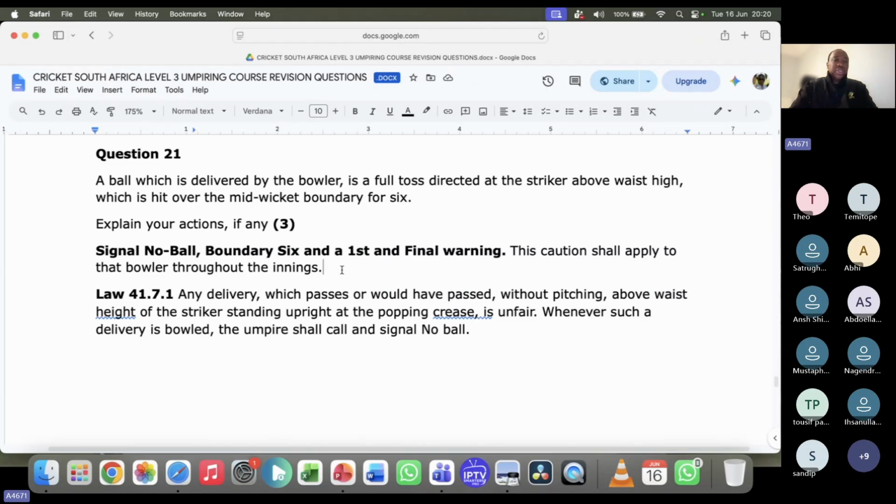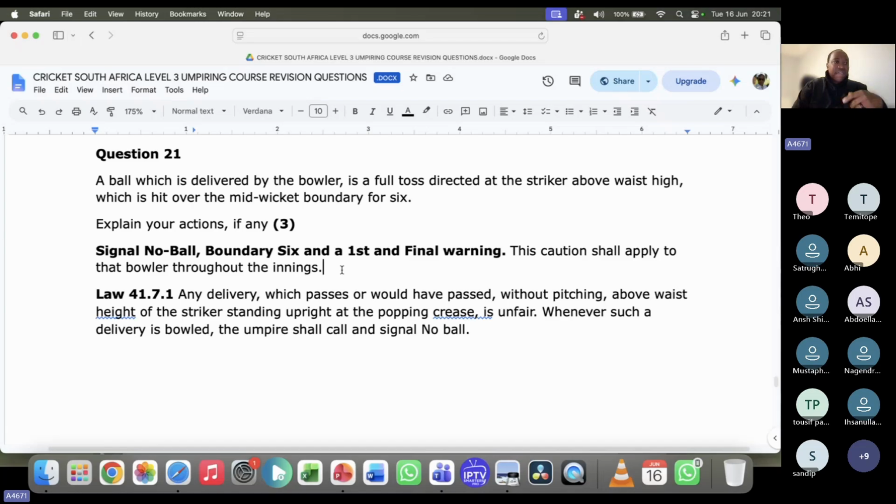There is no official signal for a first and final warning, but it is good umpiring practice for you to put a finger up to show the bowler first and final warning, show the fielding captain first and final warning, because players, coaches, audience, supporters, they should know by you showing that finger that it is a first and final warning.